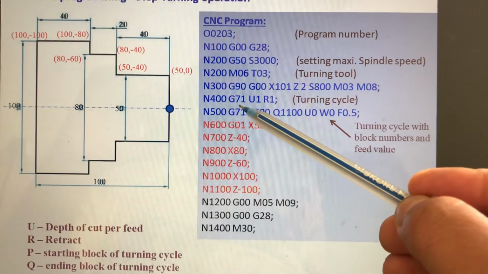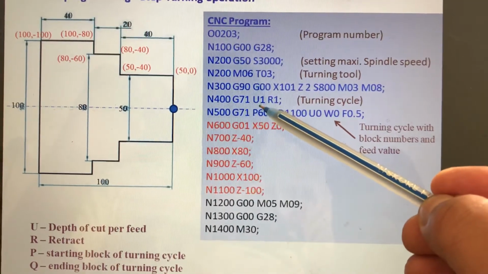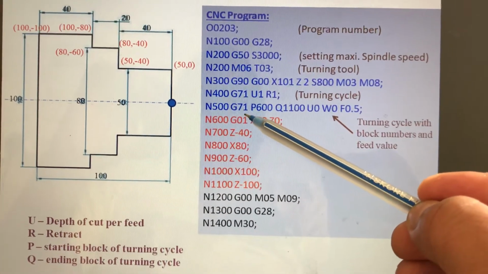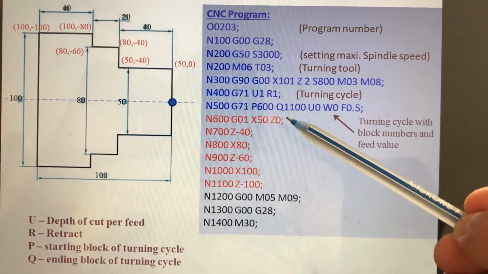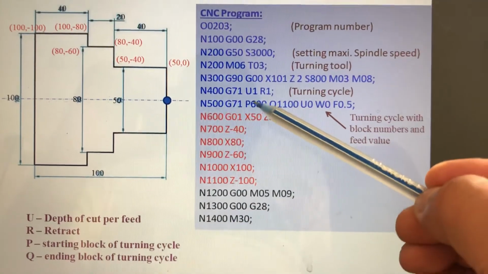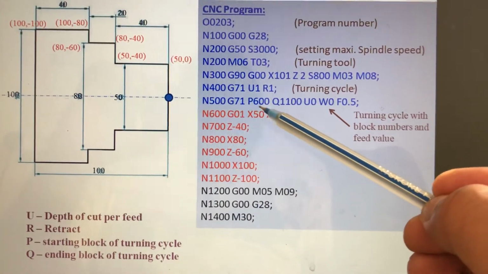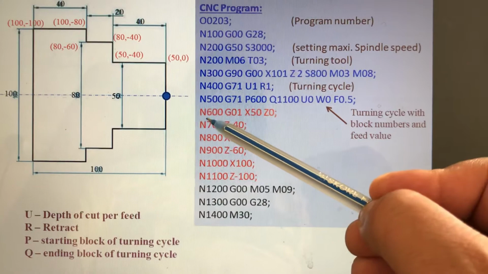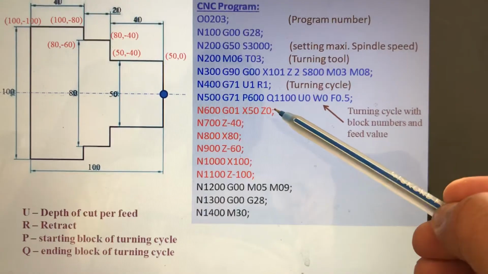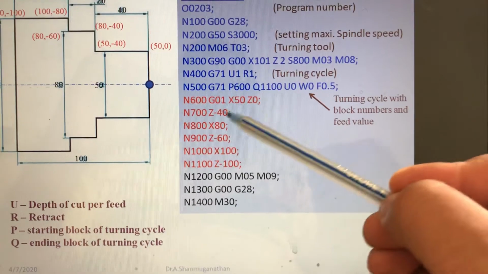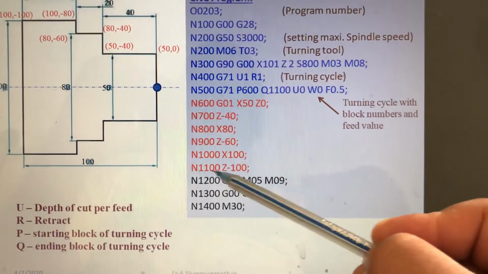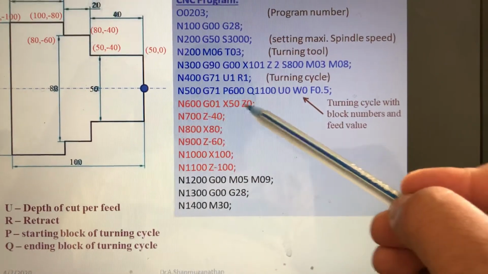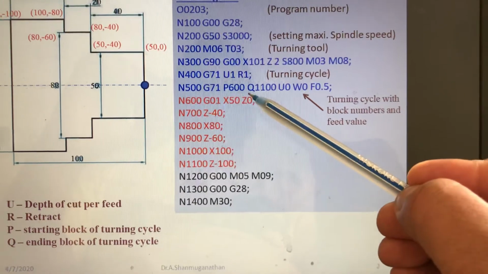First you say the turning cycle, G71, by giving depth of cut 1, retract value 1. Then you should tell from where the turning cycle starts till where it continues. This is called the from-to value. P600 means from block number 600, the turning cycle starts, till Q1100, block number 1100. So from here till here is the turning cycle, that is the meaning.